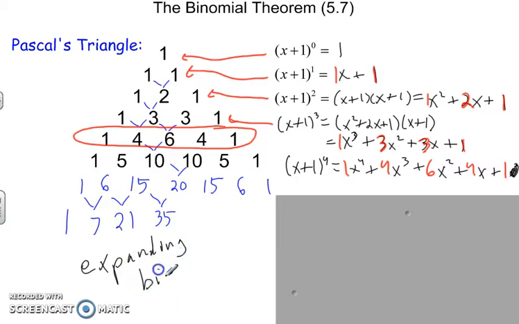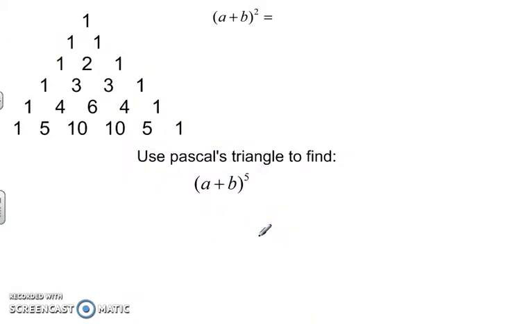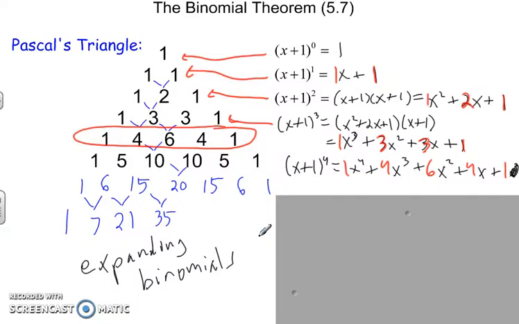This is a method called Pascal's triangle of expanding binomials. It's really kind of a neat little method. Let's try it with something a little bit more complicated. Everything gets more complicated in Algebra 2, right? By the way, look back at that and see the pattern here.